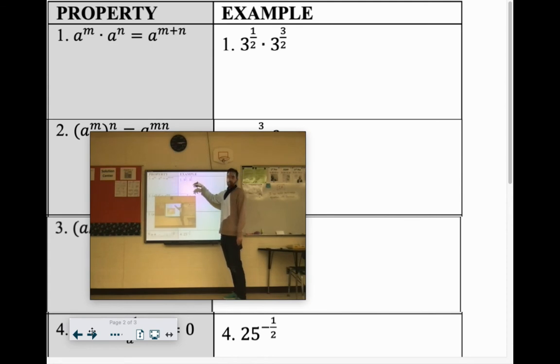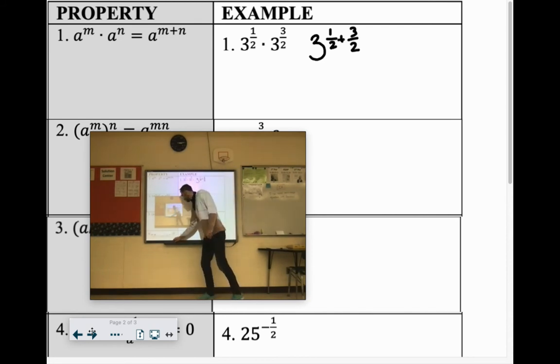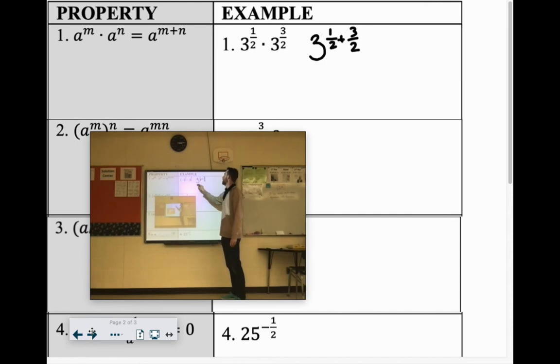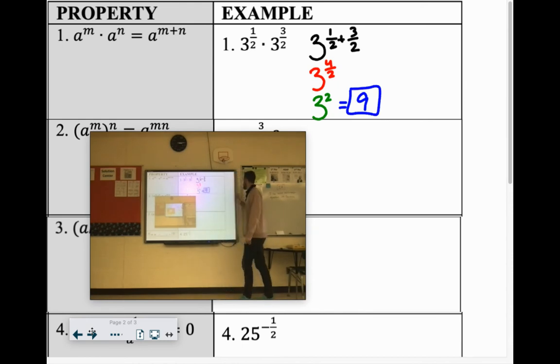Both have a base of 3, so we're going to add the exponents. So we're doing 1/2 plus 3/2. Now, if we do 1 over 2 plus 3 over 2, that would be 4 over 2. And 4 over 2 is just 2, so we're left with 3 to the second power, and 3 to the second power equals 9. That wasn't too bad, right?